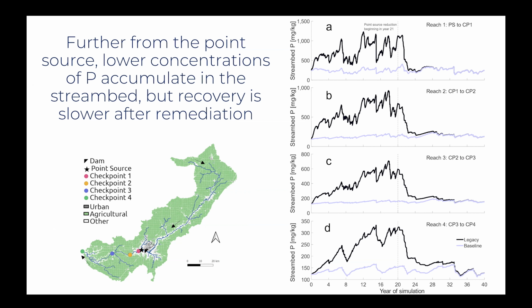And then in contrast, in the downstream section at the bottom plot, the stream bed phosphorus concentration in the legacy scenario takes about 10 to 12 years to recover down to the baseline level. And so we see that further downstream from the remediated point source, legacy phosphorus remains in the stream bed for a longer time.